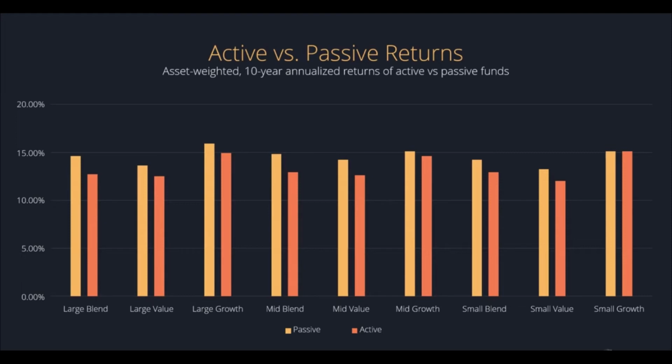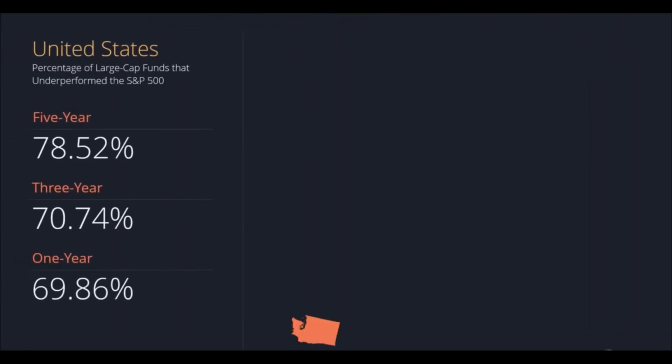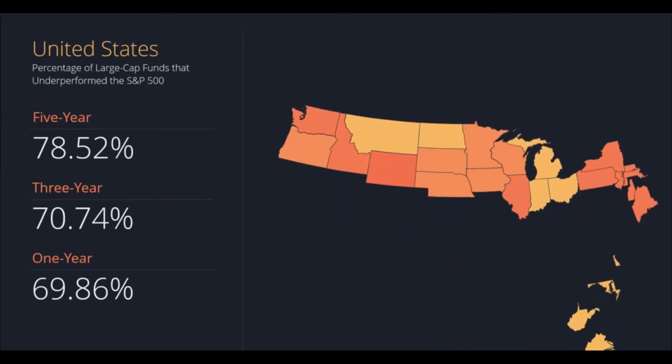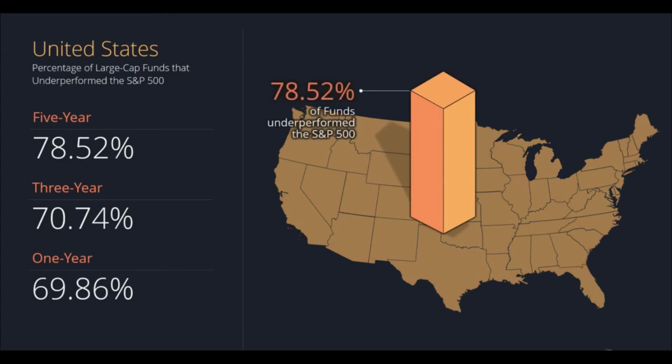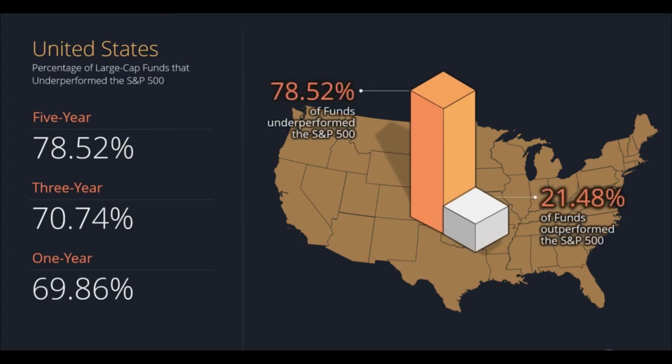And right in the middle there, that would be blend, right? And you can see across every single category, passive returns have beaten active returns. Okay. Now this is a nice little geographic view, or you can look at every country in the world if you go to the link that I put down in the description.